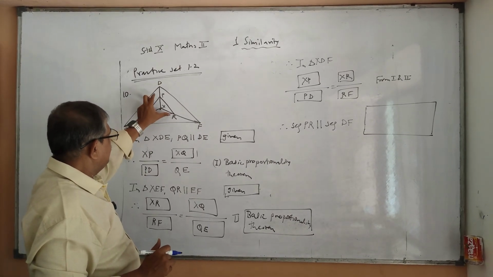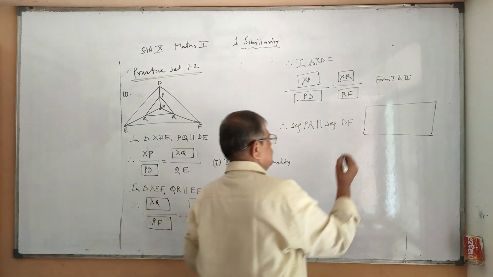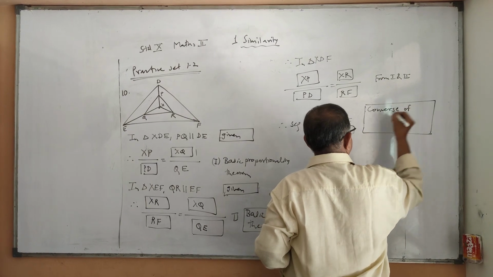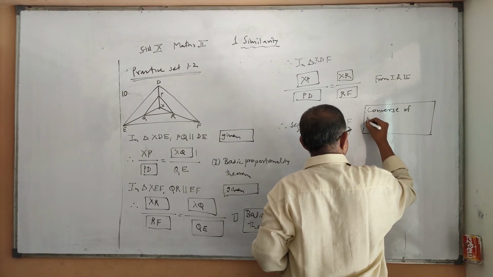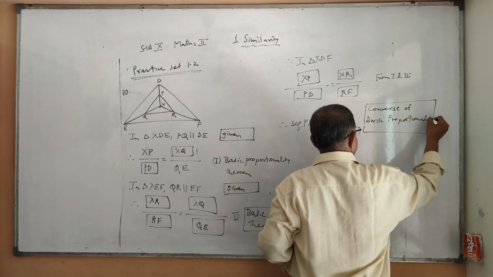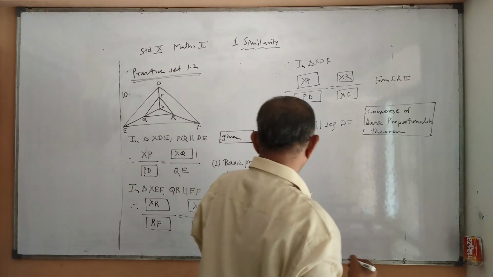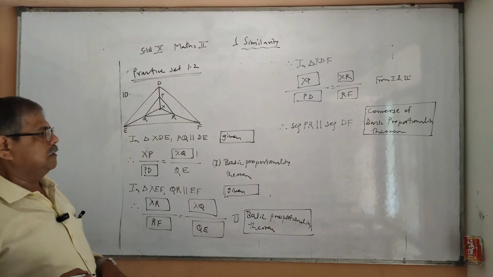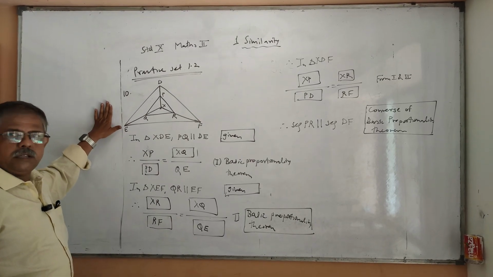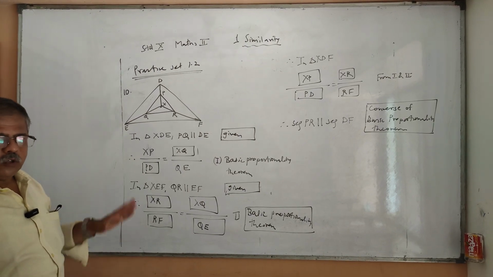And as the ratios are equal, XP upon PD is equal to XR upon RF, as ratios are equal, I will get PR parallel to DF. That is nothing but what? Converse of basic proportionality theorem. Okay, so here both the basic theorem and its converse are applicable, and such type of questions always come in the exam because we are using two properties, so make it IMP.